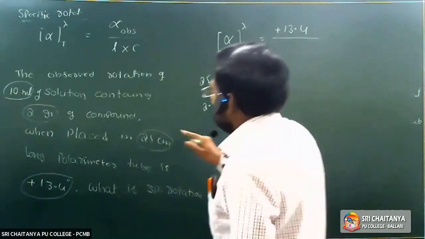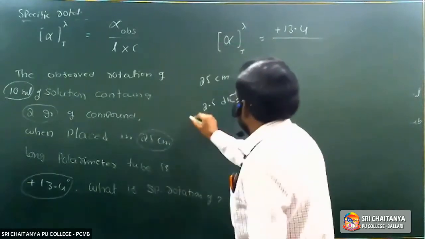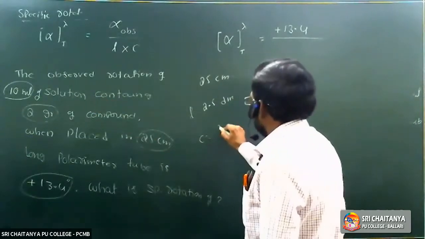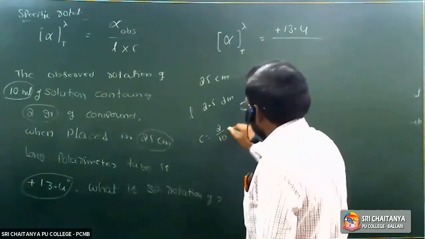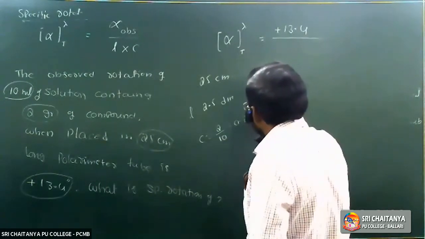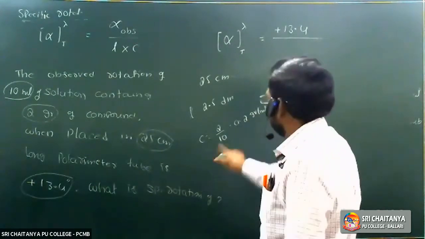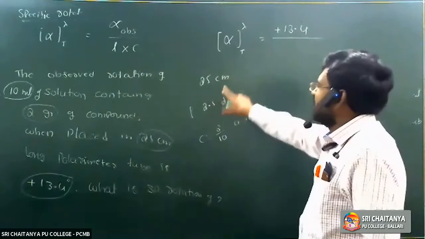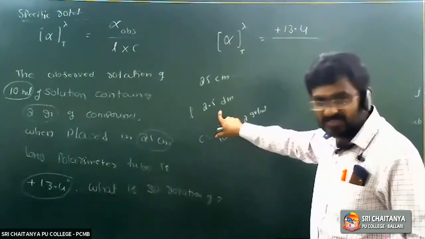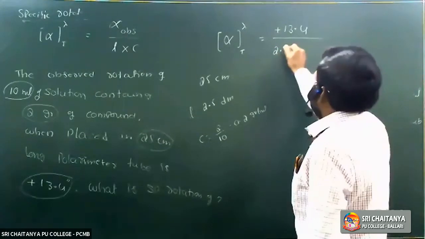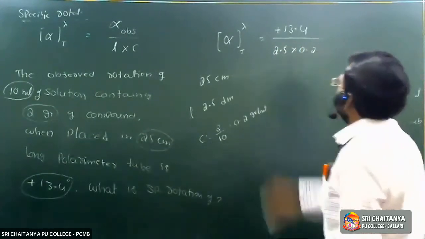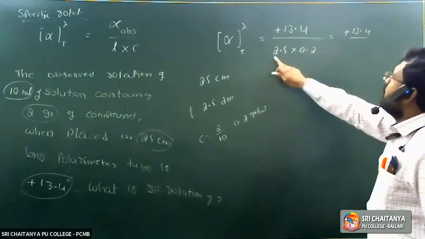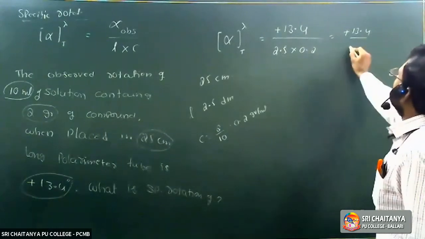Next, the concentration C is equal to 2 grams in 10 ml. Therefore for 1 ml, 2 by 10, that is equal to 0.2 gram per milliliter. So plus 13.4 divided by 2.5 into 0.2.